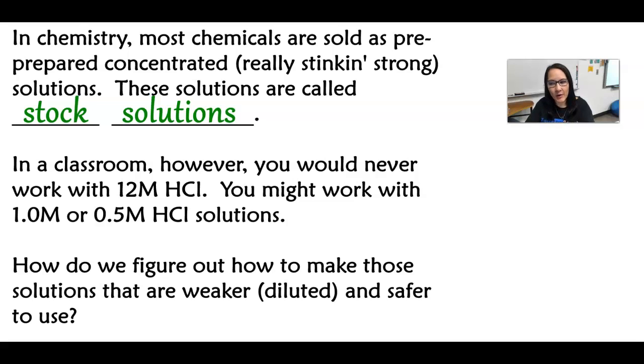In a classroom, however, you would never work with something as strong as, say, 12 molar hydrochloric acid, which is the strongest you can get it. You might work with a 1 molar or a 0.5 molar hydrochloric acid solution. And so in order to make solutions of these lower molarities, we have to use what's called a dilution calculation. So how do we figure out how to make those solutions that are weaker or diluted and safer to use?